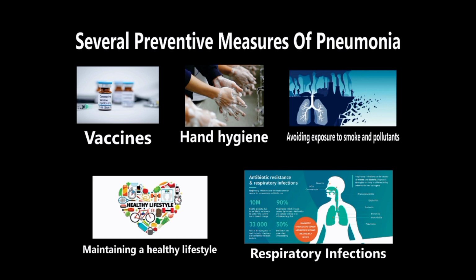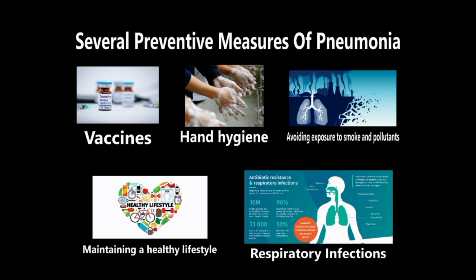Avoiding exposure to smoke and pollutants. Avoiding exposure to cigarette smoke, air pollution, and other environmental pollutants can help reduce the risk of respiratory infections. Maintaining a healthy lifestyle. Eating a healthy diet, getting regular exercise, and getting enough rest can help support a healthy immune system and reduce the risk of infections.